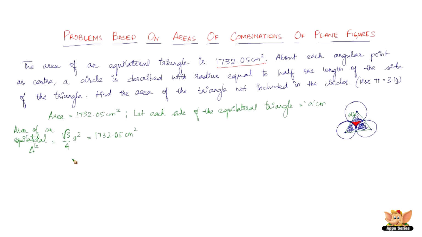So what we'll do now is let's keep a square by 4 as it is and write 1732.05 divided by root 3 centimeters square. The reason we're keeping this like this, you'll note in a short while. So let's keep this like this. And you know that the radius of the circle is a by 2, right? Or you can write this a square by 4 as a by 2 the whole square, right? It can be written definitely as a by 2 the whole square.